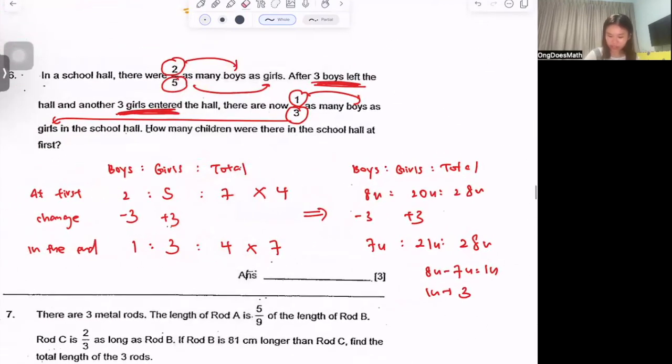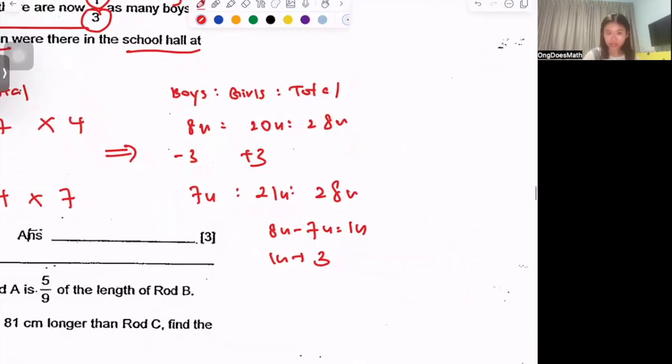Now the question asks you, how many children were there in the school hall at first? So at first or in the end, the total number of students is the same. It's still 28 units. So what we want to do is find out what 28 units is, which is just 28 times 3. Good. So the answer should be 84.